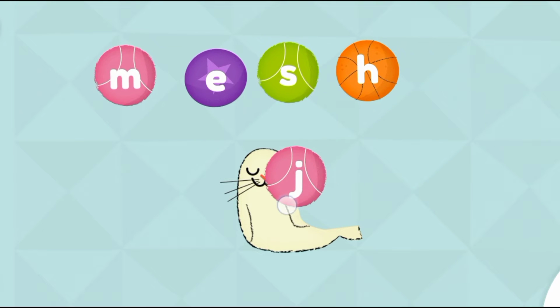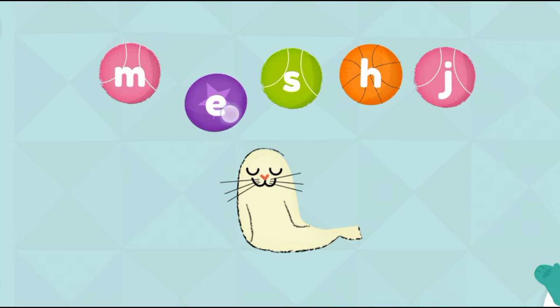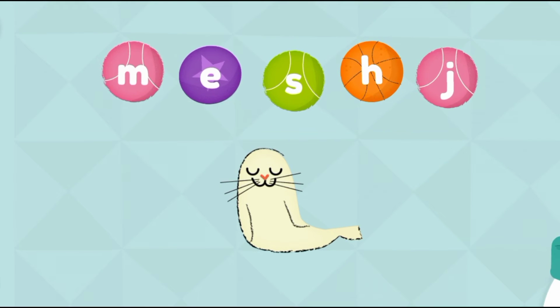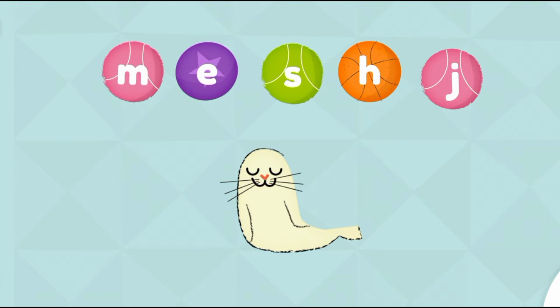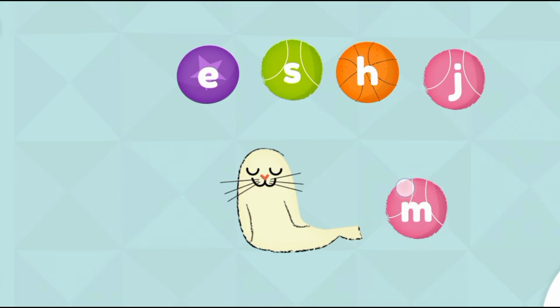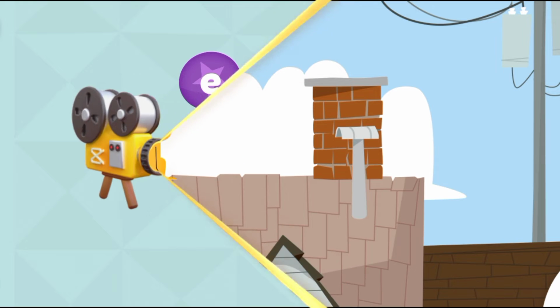We have a seal and what we need to do is to give him the ball to play with it. But the ball should be with the letter M. Can you see the letter M? Yay! This is the right ball and the seal is happy now.